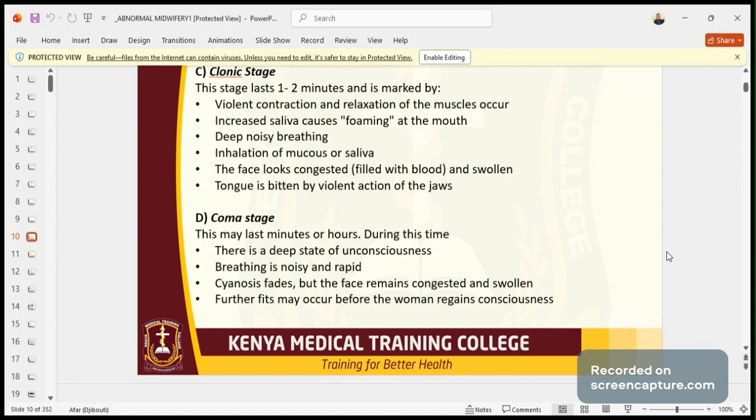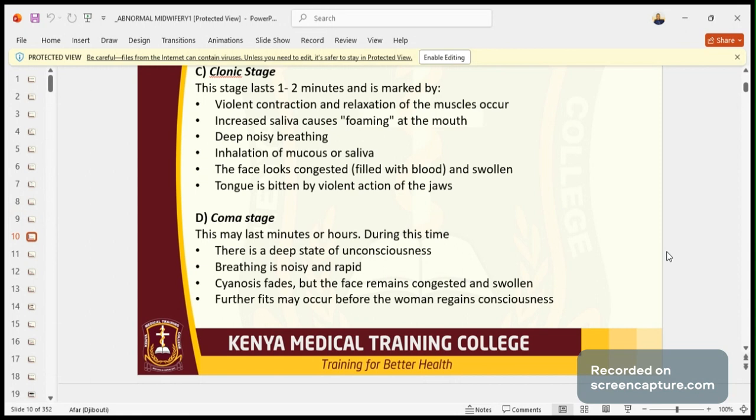Okay, then the clonic stage, now the violent contraction and relaxation of the muscle can increase the saliva and cause foaming of the mouth. You realize increased salivation causes the foaming in the mouth. Then deep noisy breathing, like they produce increased bronchial breathing. Say we have inhalation of mucus. This one leads to aspiration, so you're supposed to watch.